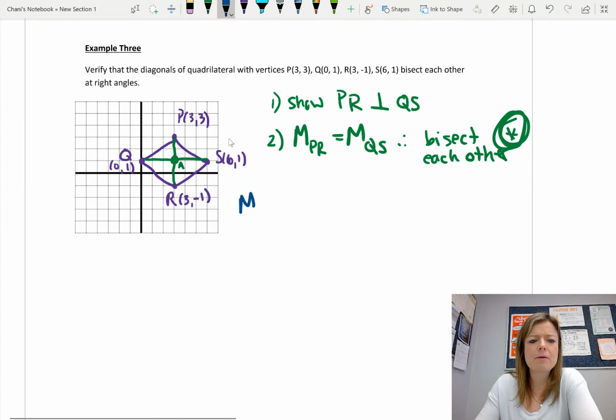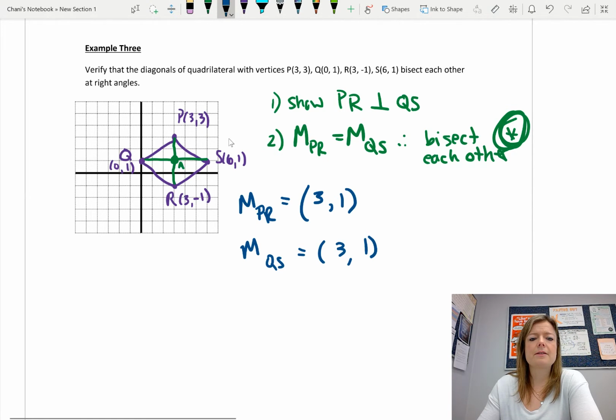Okay, so the midpoint of PR, I can do this pretty quickly, is 3, 1, and the midpoint of QS is 3, 1. Okay, so since the midpoints are the same, they bisect each other. Then we can find the slope. So let's do QS first. Okay, so 1 minus 1 divided by 6 minus 0 is 0 divided by 6, which is 0. That makes sense because QS is a horizontal line.